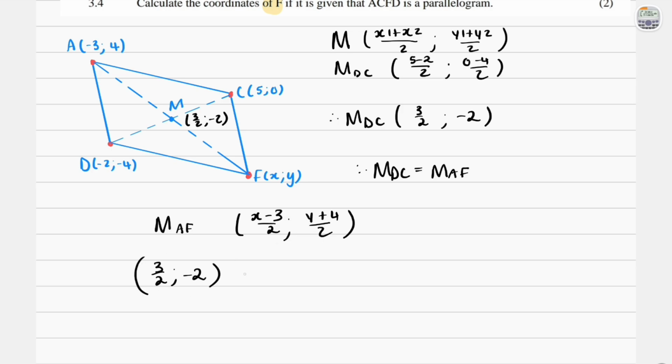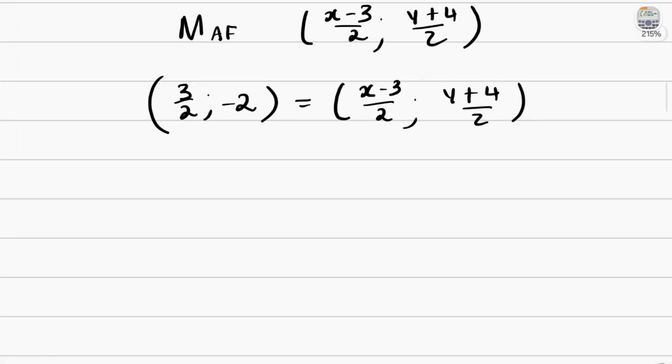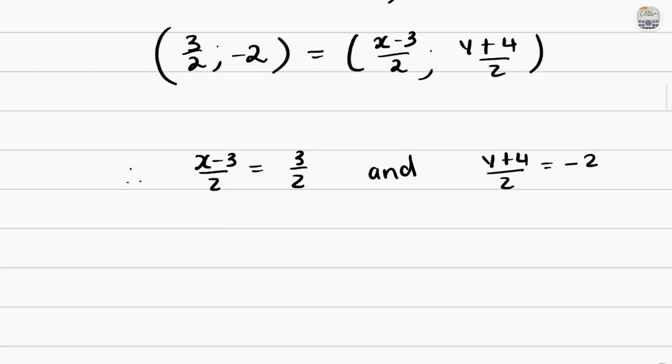So these 2 points are equal. They represent the same thing. This is the calculation. This is the actual midpoint. So we're going to equate their x and y values, meaning this x value of x minus 3 over 2 is equal to this x value of 3 over 2. And this y value of y plus 4 over 2 is equal to this y value of -2.